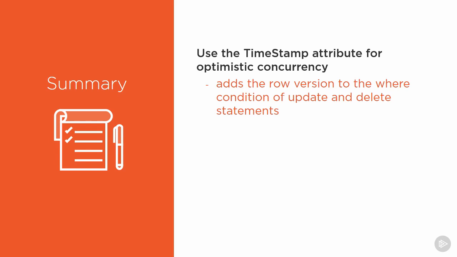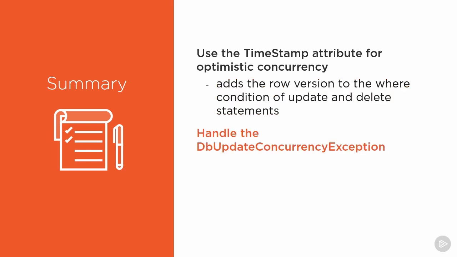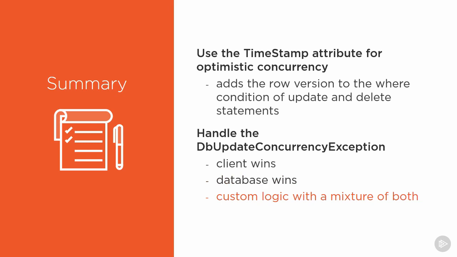If a record with this row version is not found in the database anymore, Entity Framework will throw a DB update concurrency exception. You learned in this module how to handle the DB update concurrency exception, and you have also seen the two scenarios, client wins and database wins. Beside these two scenarios, you can also implement your custom logic with a mixture of both. So you can display, for example, a diff screen to the user that allows them to select the changes they want to store to the database.